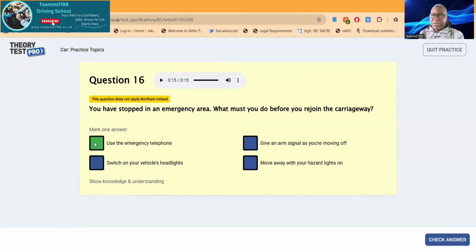Okay, so when you are broken down in an emergency area and before you rejoin the carriageway, you must use the telephone. The operator will slow traffic down or stop traffic for you to join the road. Okay, that's what you do.